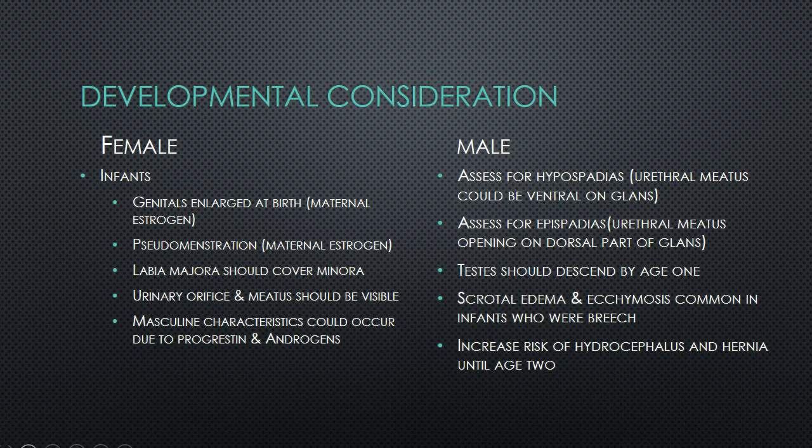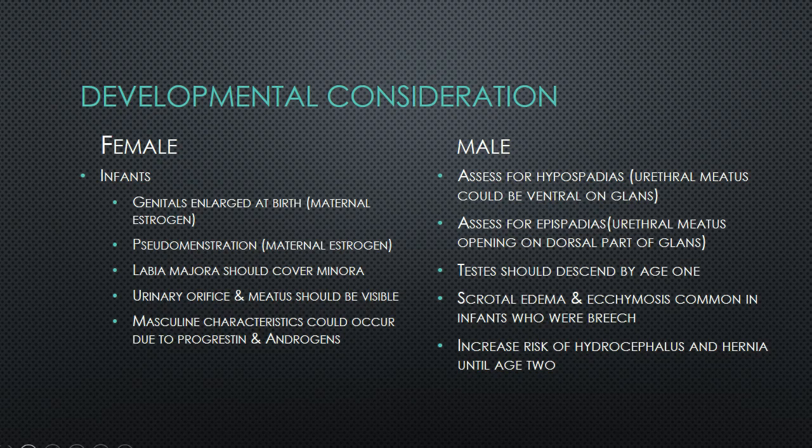For the male, there needs to be an assessment for hypospadias and epispadias. Hypospadias is the urethral meatus being ventral on the glans instead of totally at the top, basically. And then epispadias is when the opening is on the dorsal part of the glans.